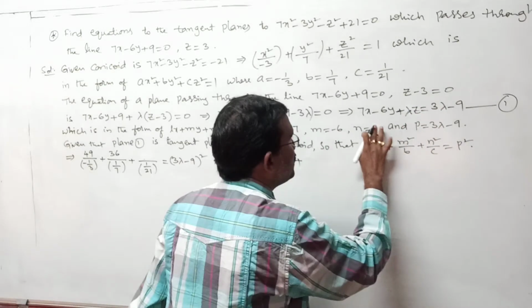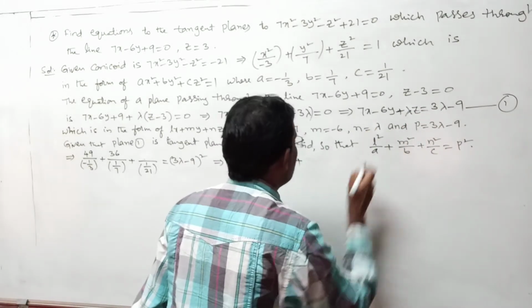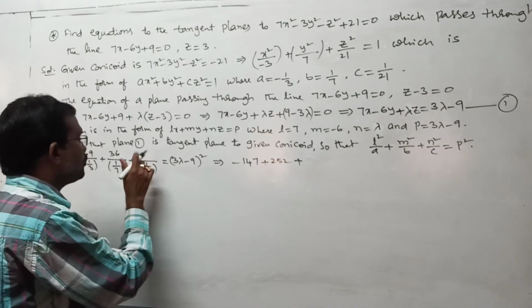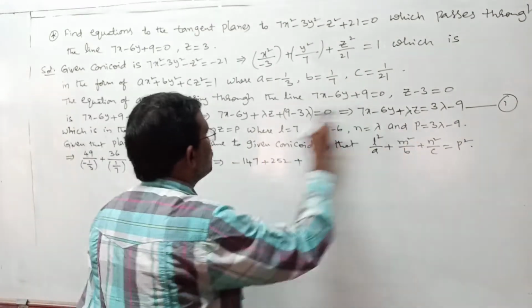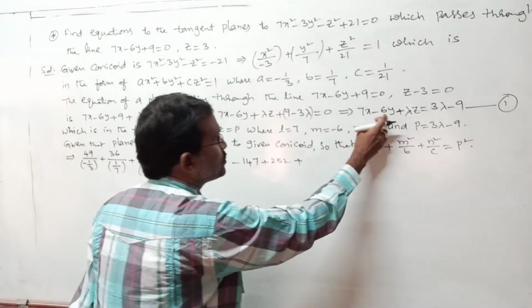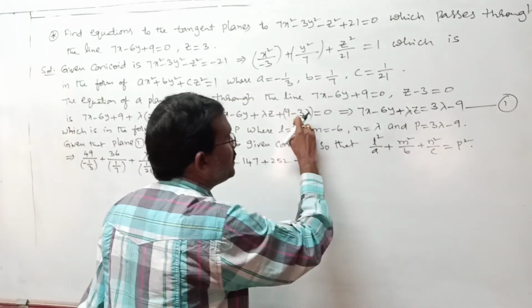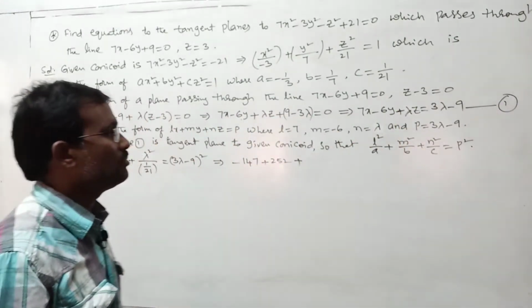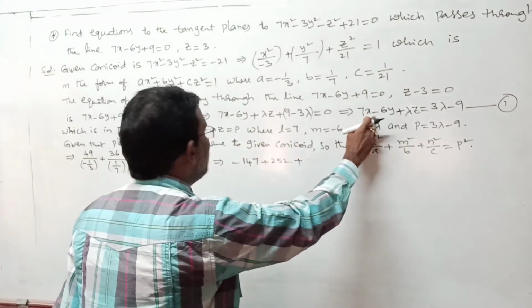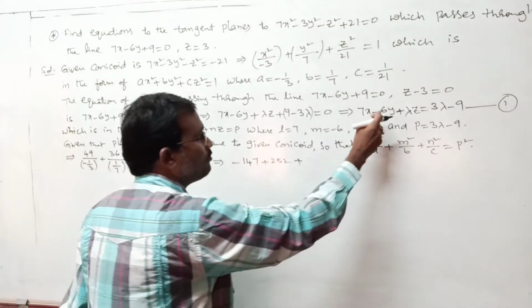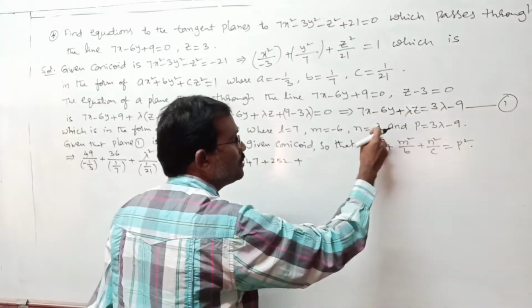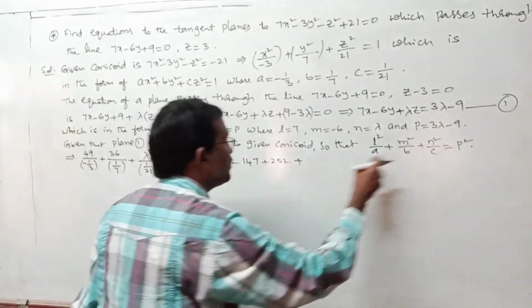Lambda z means what is N here? The z coefficient is lambda. Now here it becomes lambda square by this. Any doubt? Here I wrote it wrong. This is 7x minus 6y plus lambda z equal to 3 lambda minus 9. Then compare this with Lx plus My plus Nz equal to P. What is L? 7. What is M? Minus 6. What is N? Lambda. And P is 3 lambda minus 9.